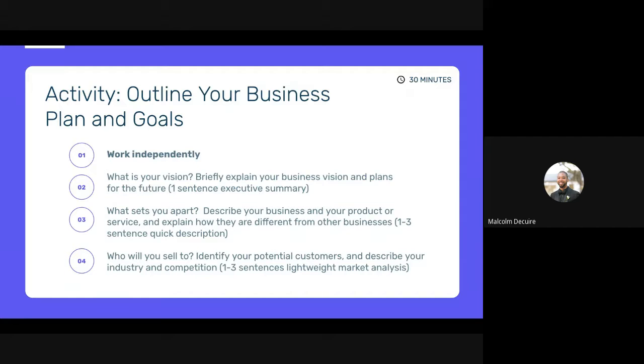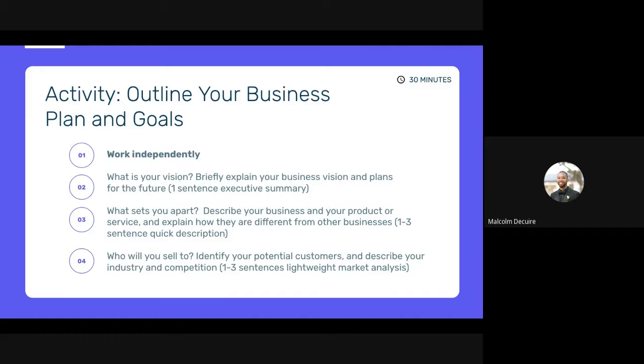And then the second part is what sets you apart. Really, just write down 1 to 3 sentences that describe what you think your business is going to do differently and how you want to utilize your uniqueness to solve problems. And then lastly is who you sell to. Really, I want you to identify your customer, and that's going to be their audience, their budget, the day in their life, and the problems that they have. So just 2-3 sentences on both of those.